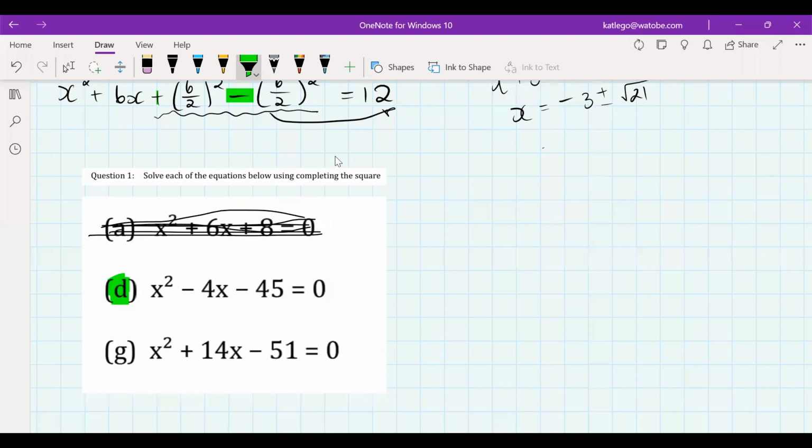Do D for me. Everyone who wanted to do another one, let's do D. Let me give you guys a few minutes because you guys are really enjoying this. If you have questions, please use this time.